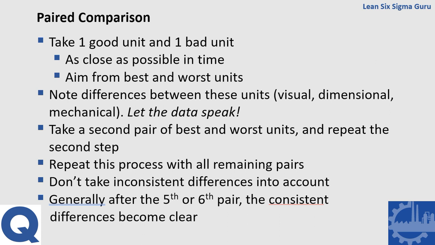This sounds very simplistic, and it can be done in a lot deeper method. We're only providing an overview of a paired comparison method here, but generally speaking, after the fifth or sixth pair, the consistent differences between best and worst start to become very, very clear.